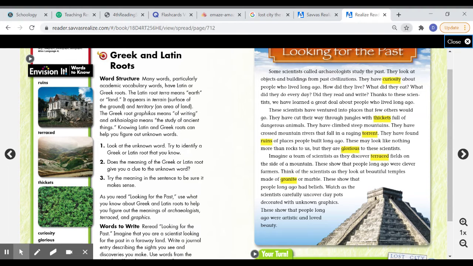Now, I want you to follow along as I read to you, looking for the past. And we're going to review our words in there. Some scientists called archaeologists study the past. They look at objects and buildings from past civilizations. They have curiosity about people who lived long ago. The word curiosity, boys and girls, means they're eager. They want to know about it. How did they live? What did they eat? What did they do every day? Did they read and write? Thanks to these scientists, we have learned a great deal about people who lived long ago.